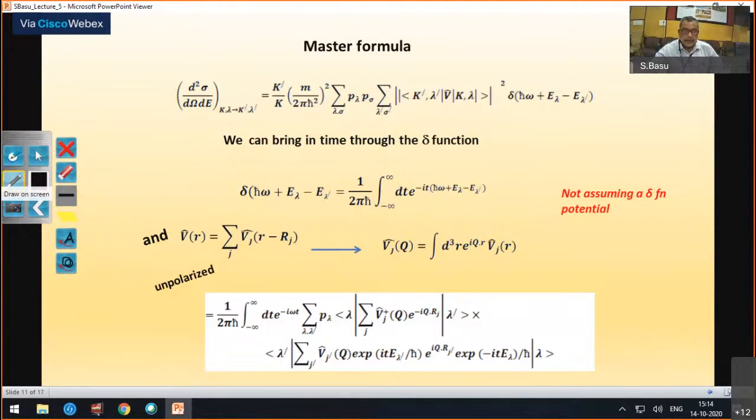I show you again. This is my master formula. This is the delta function. I use V of r, where I am deviating slightly from the assumption that V of r is a delta function. I take a general form of V of r and I introduce the Fourier transform of this V of r.